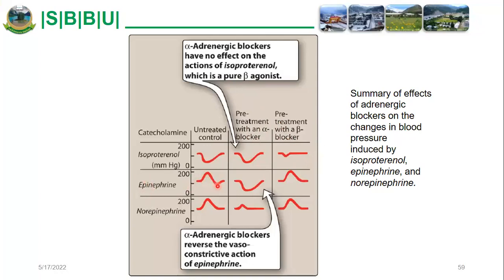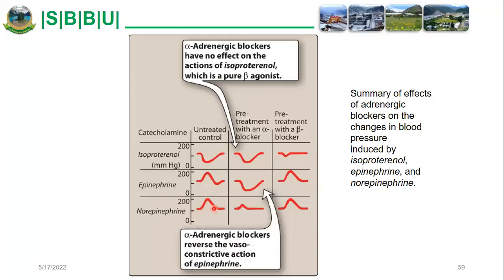With epinephrine, an alpha adrenergic blocker can reverse the vasoconstrictive action of epinephrine. The effect of the beta drug is a competition, so the alpha is a competition correlation. That's why the vasoconstrictive action of epinephrine is reversed by alpha adrenergic blocking actions, where again you can see there is no effect of the alpha adrenergic blockers on the beta blocker.